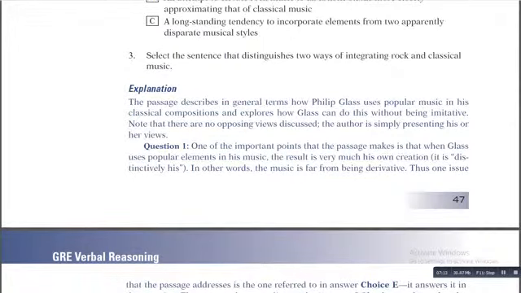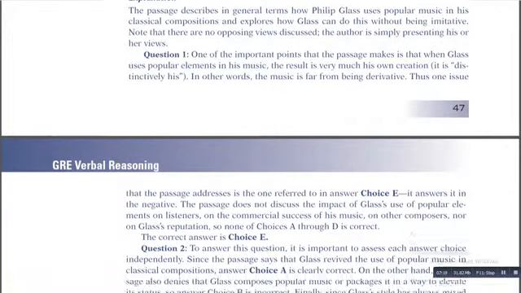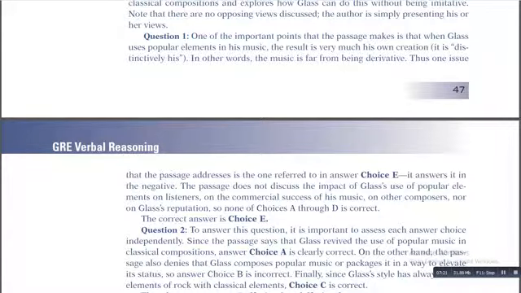Question one. The correct answer here, let me check, is E. Choice E says none of the choices A through D is correct. So the correct answer here is choice E. If you read the passage, you see that the answer is choice E.